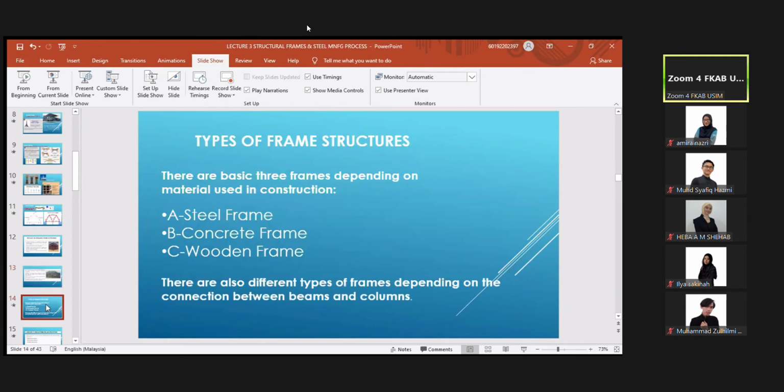Okay. Types of frames. What types of frame structures are there? There are three basic frames depending on the material used in construction. Our focus will be on steel frame. The first one is steel frame. The second one, I will just tell you very briefly about concrete frame, because concrete is not steel, but it is to compare and share the same kind of concept of frame structure. And then we have a wooden frame. We'll talk about wooden frame afterward. There are also different types of frame depending on the connection between beams and columns. Sometimes we also have composite frames.